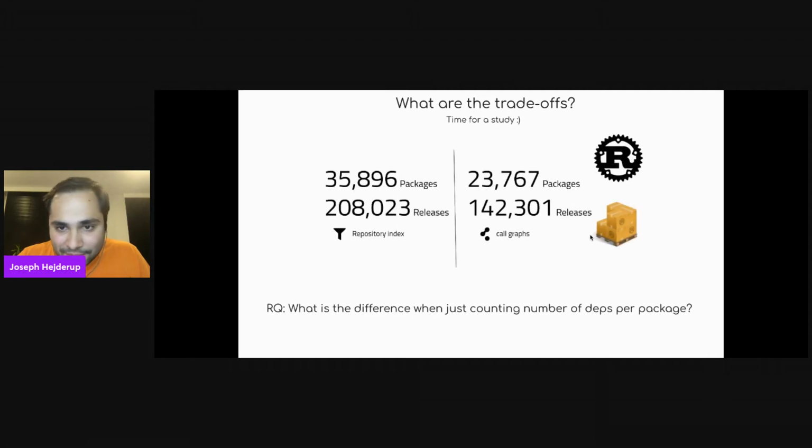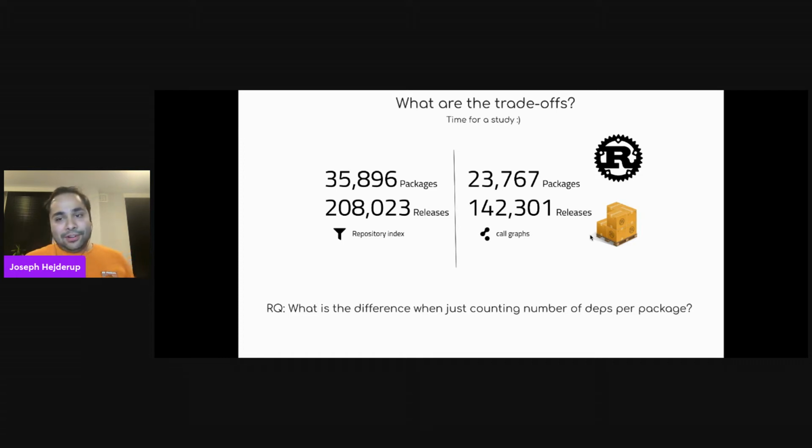I think something is wrong in the animation here. Sorry. And what I did is I conducted a large study of the Crates.io repository. I did this back in early 2020. I basically took 140K releases, from almost 24K packages. Sorry, the reverse. I had 208K releases, 100K releases, and from 35K packages, and I was able to generate 142K call graphs and 200K from 200K packages.